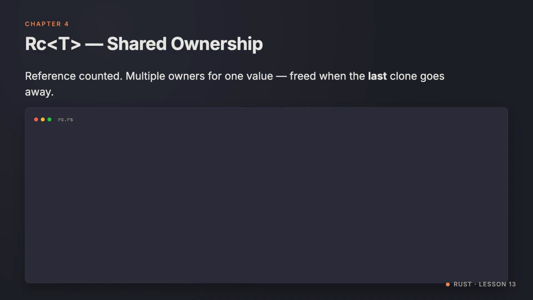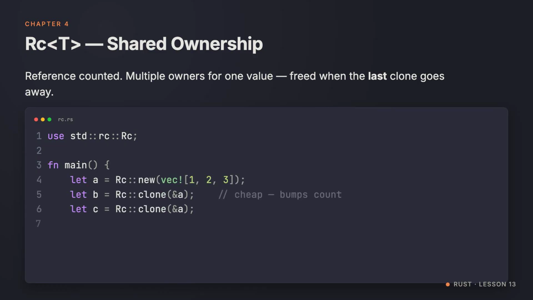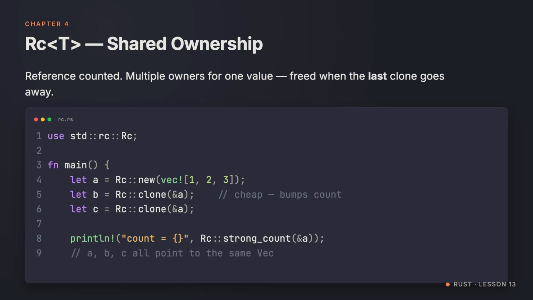Sometimes, a single value genuinely needs to have multiple owners: a node in a graph, a shared configuration, a value that many parts of your program read from. Rust's ownership rules normally insist on a single owner, so this feels like a contradiction, and in some sense it is. The solution is to wrap the value in a smart pointer that manages multiple owners.